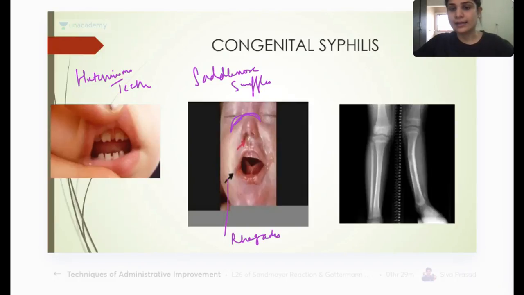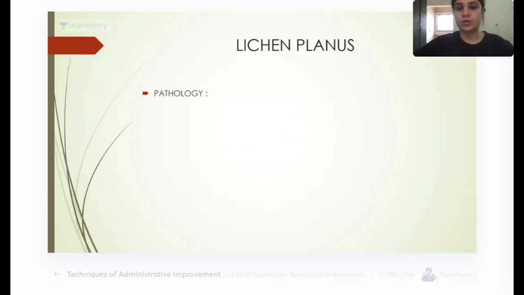Okay. And anterior bowing of the tibia. What is this called? Clutton's joints. Yes, I forgot Clutton's joints. But anterior bowing of the tibia is called saber tibia. Okay, saber tibia. All right.